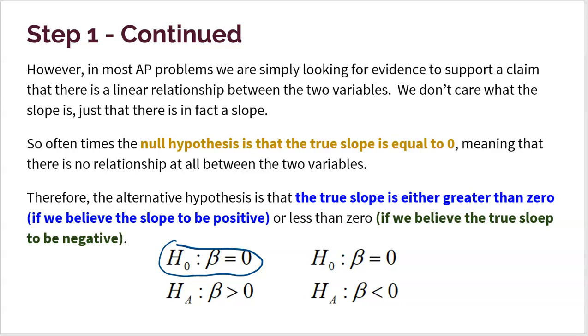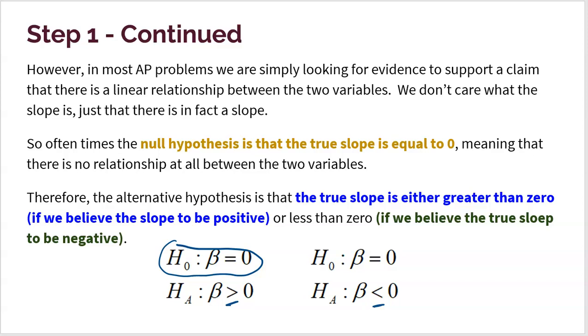And that true slope could be positive, which would be greater than 0, which means as x goes up by 1, y goes up. Or that true slope could be negative, which means as x goes up by 1, y goes down as well. And that's the idea in most cases. I'm not going to say this is going to happen in every problem, because there could be a problem where you're talking about, hey, I thought the slope was 5, and now somebody wants to show that it's more than 5. That's great. But in most AP problems that I've seen, they're really just trying to look for evidence of that linear relationship. And in that case, the null is 0.